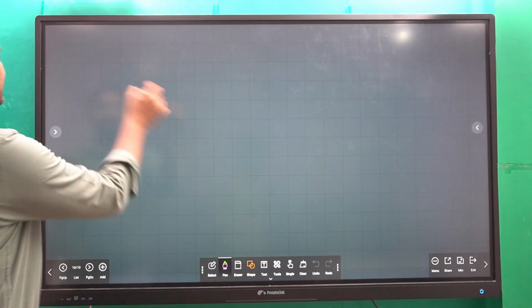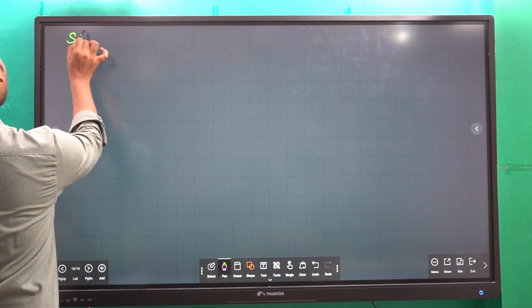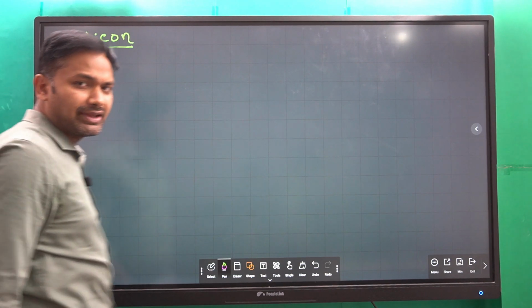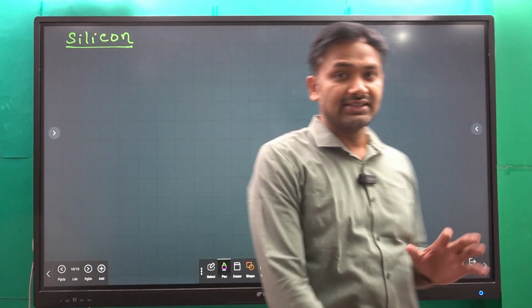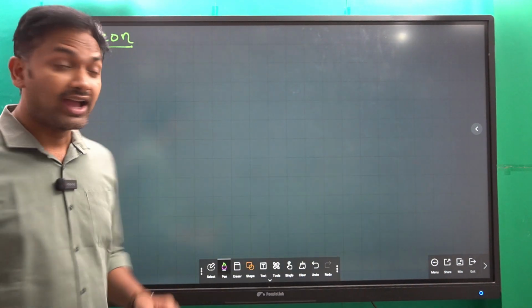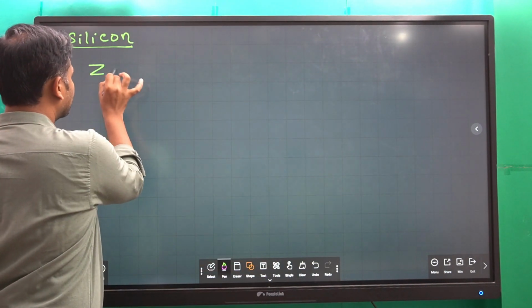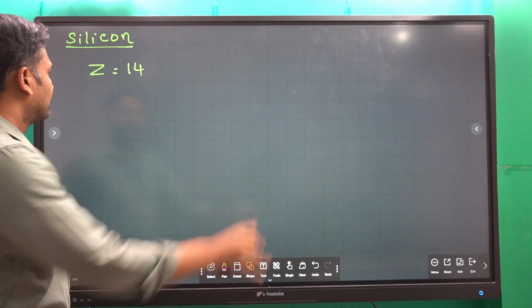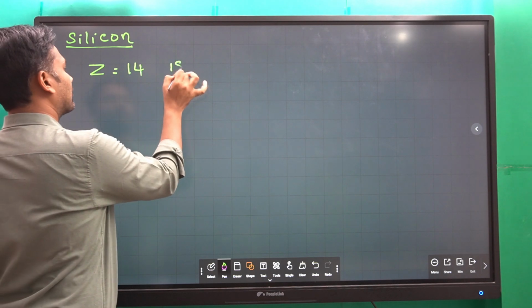Okay, let us see the example of silicon atom. We can take germanium also, but let us take silicon. For this silicon, what is the atomic number? Z is equal to 14. Okay, 14. So what is the configuration?